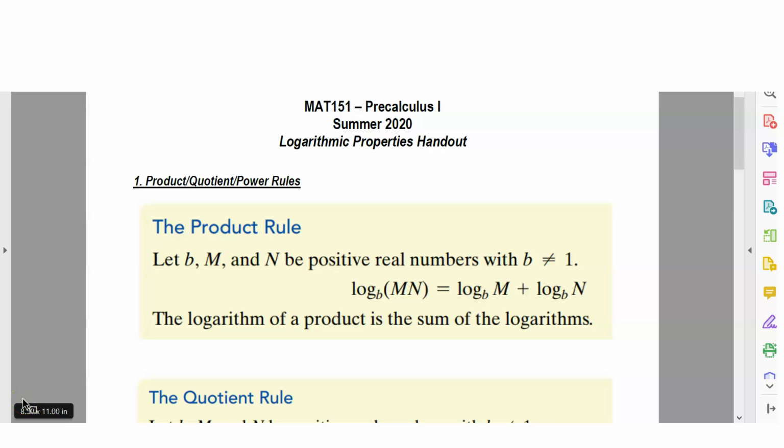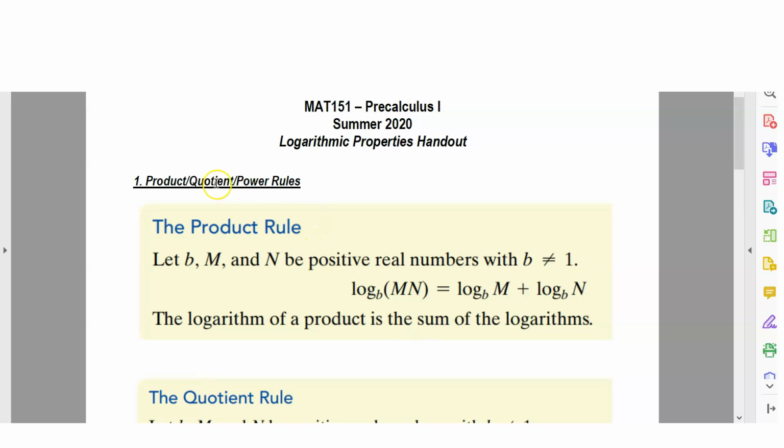In section 4.3, we're going to look at properties of logarithms. I've created a logarithmic properties handout to summarize all the key rules and information in this section. The logarithmic properties you learn in this section can be very useful when we solve exponential and logarithmic equations in section 4.4, and they also can be very useful in calculus when finding derivatives of complex functions.